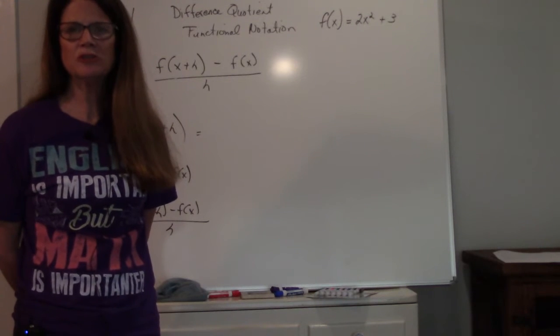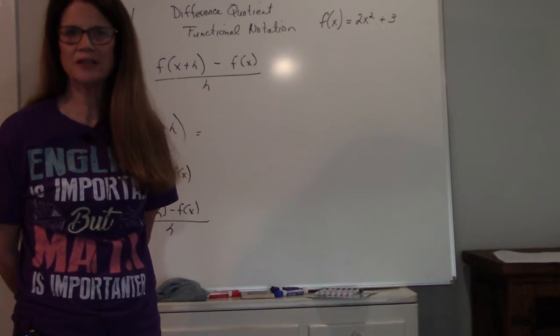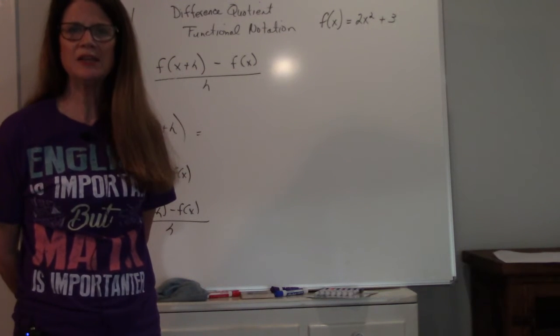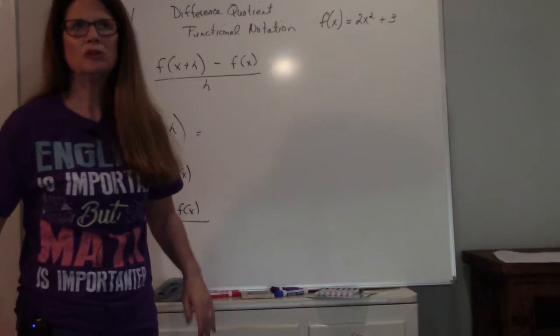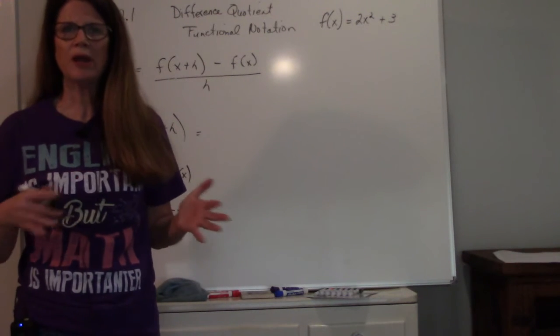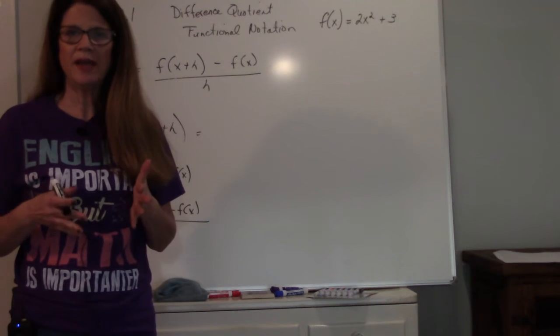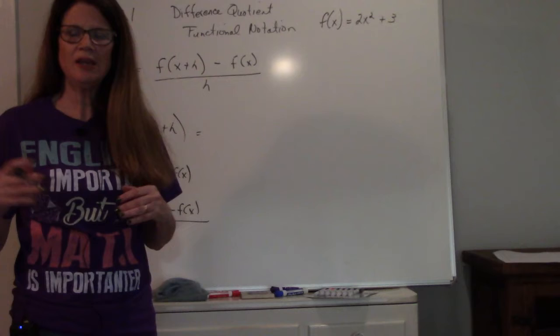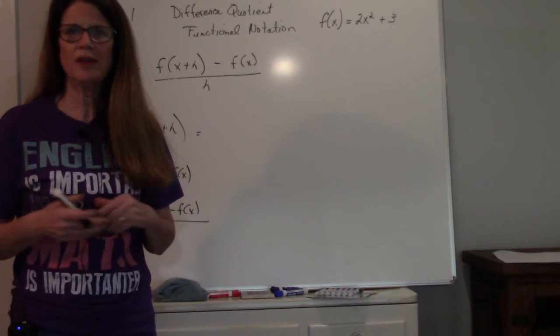So the difference quotient is just slope. That's all it is. It's just a fancy way to find the slope of any function. So when you were working with linear equations, if you remember that y equals mx plus b, the m is your slope. It's the average rate of change. It's how things are changing over time, whatever it is.